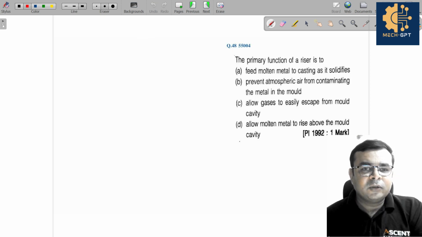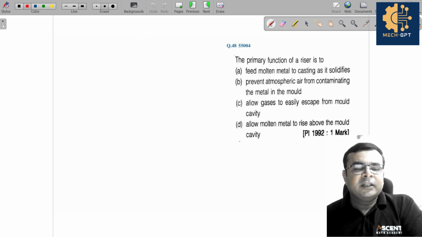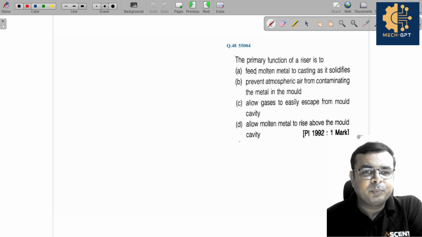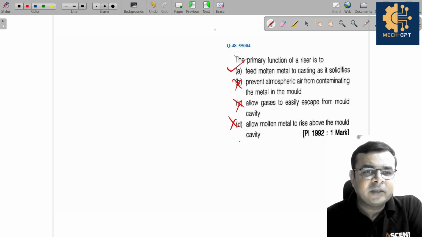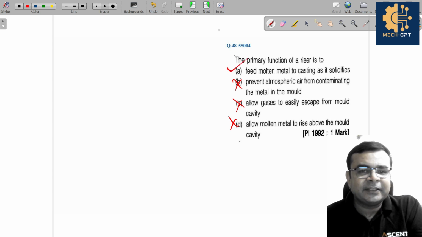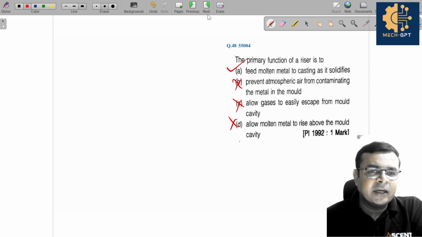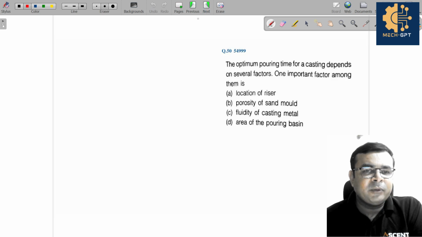Okay, so let's see another question. The primary function of a riser is to feed the molten metal to the casting as it solidifies. Prevent the atmosphere air contact, wrong. Allow gases to easily escape, wrong. Molten metal, yes. So the correct answer is A. The riser acts as a reservoir and provides extra molten metal while the casting solidifies, to prevent liquid and solidification shrinkage.